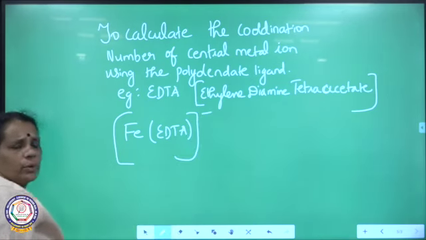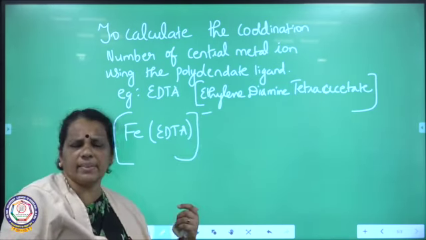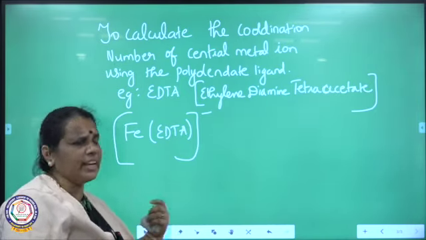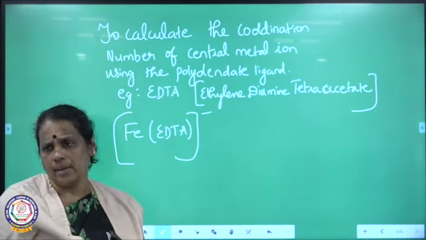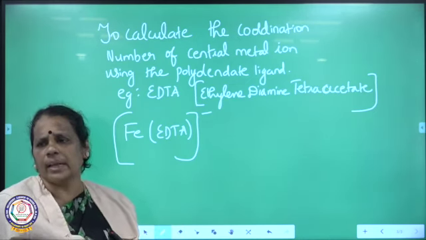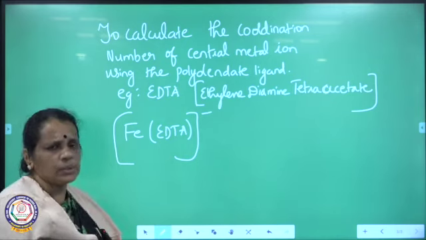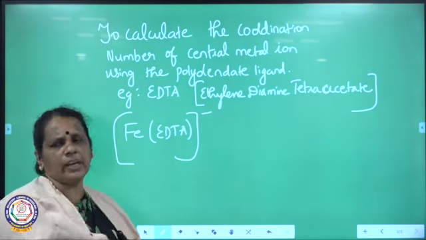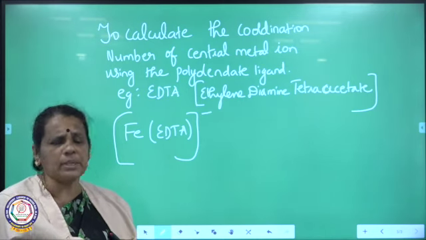This is the complex we are going to see now. The iron is the central metal ion here which is bonded with EDTA. Already I told you EDTA is a polydentate ligand. There will be so many donor atoms here which are going to donate the electron pair to the central metal ion. So in EDTA, first I will give the structure of EDTA so that we can come to know how many donor atoms are present there.